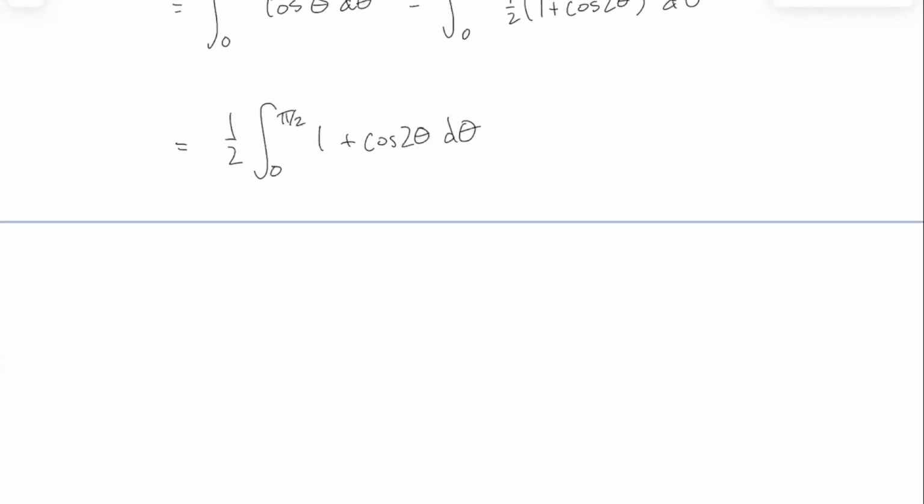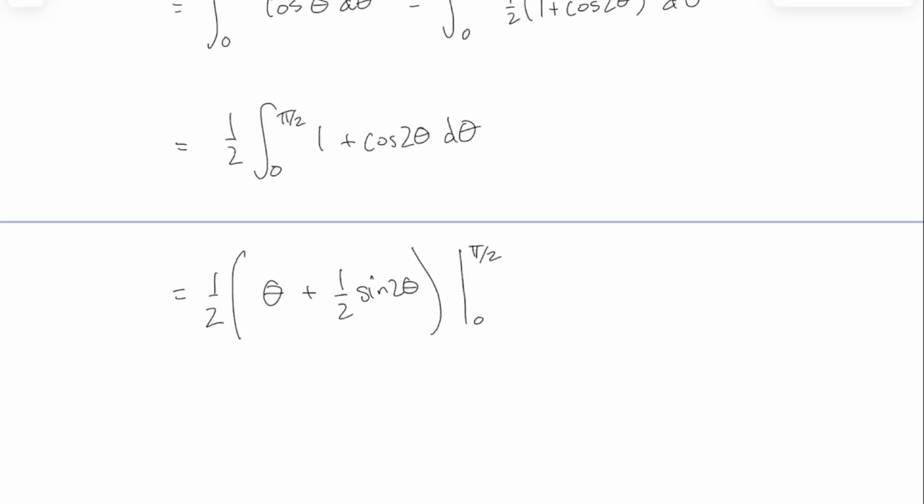This we can just integrate term by term. So I got a 1/2 on the outside. 1 becomes theta, plus cosine 2 theta becomes 1 over 2 sine 2 theta. And then I'm going to plug in 0 and pi over 2. Would it be negative minus 1/2 sine? I don't think so. The derivative of sine is cosine. The integral of cosine is sine. It's a good objection to raise because I often get it wrong, but I think that's right.